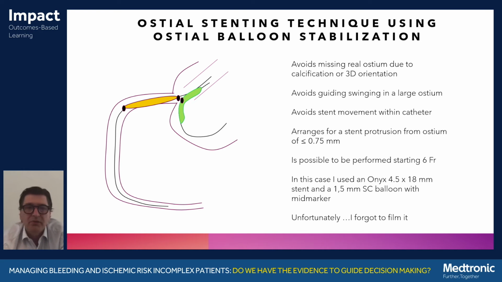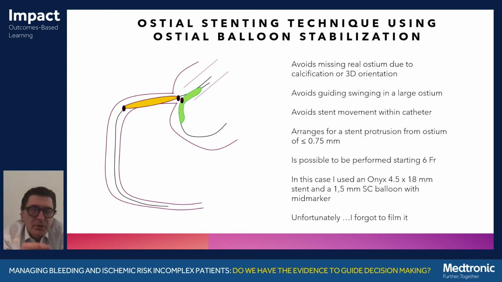And what it does also, it avoids what is called this swinging of the catheter and the stent with every heartbeat, especially in large vessels. And it allows you to know exactly where your ostium is. Because this balloon we're using outside the ostium is 1.5 millimeter, then bringing the stent to the mid marker of it makes that the stent is about 0.5 millimeter outside. So that's exactly how you want it to have.